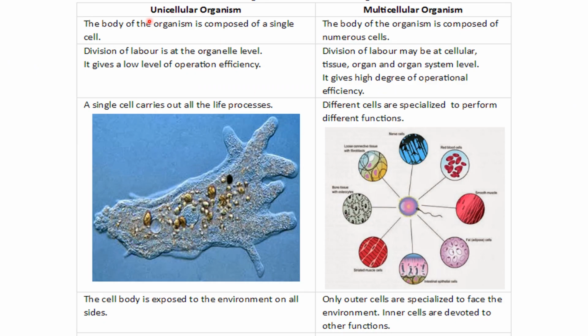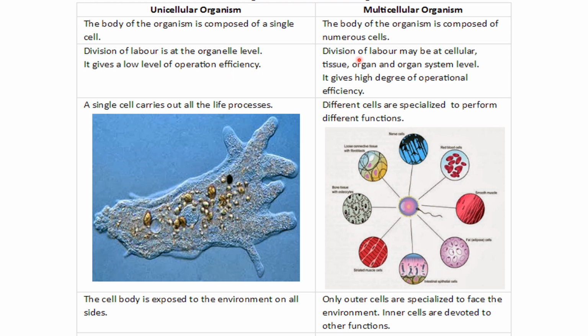You need to know the difference between unicellular organisms, so organisms made up of just a single cell, and multicellular organisms like us that are made up of numerous cells. So for unicellular organisms, division of labor is at the organelle level and it gives a low level of operation efficiency, meaning that all the organism's functions have to be taken care of within this single cell.